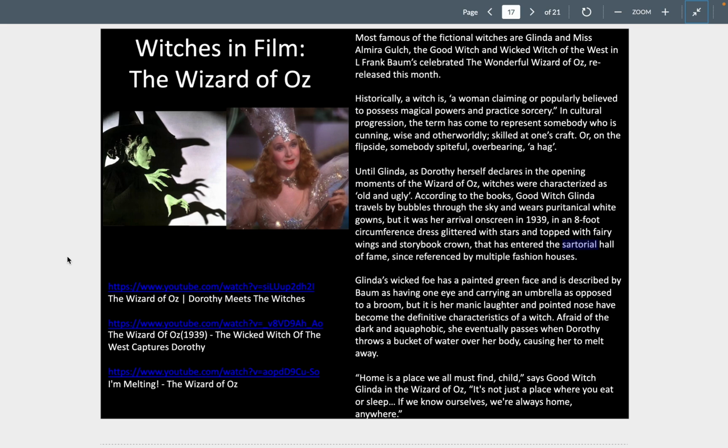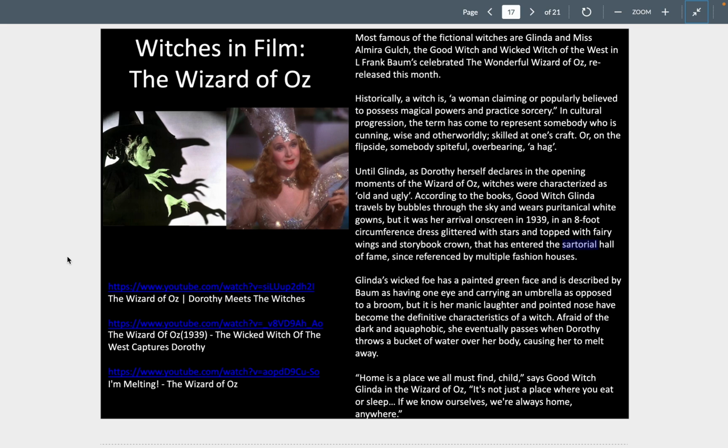Witches in film, The Wizard of Oz. So the most famous fictional witches are Glinda, the Good Witch, and also the Wicked Witch of the West in L. Frank Baum's book, The Wonderful Wizard of Oz. Historically, a witch is a woman claiming or popularly believed to possess magical powers and practice sorcery. In cultural progression, the term has come to represent somebody who is cunning, wise, and otherworldly, skilled at one's craft. Or on the flip side, somebody spiteful, overbearing, a hag.